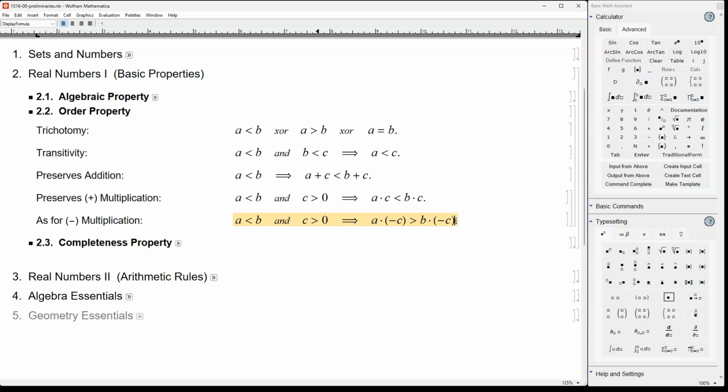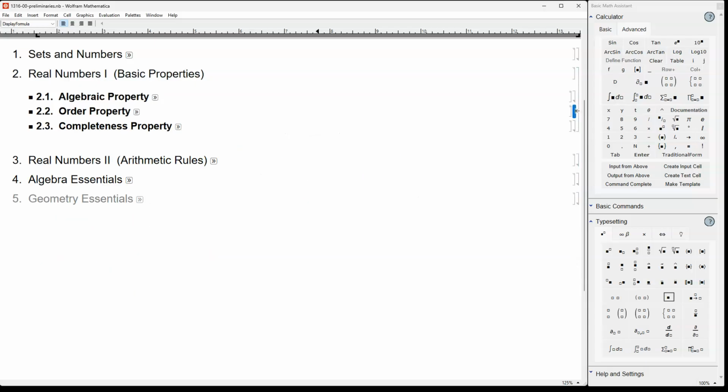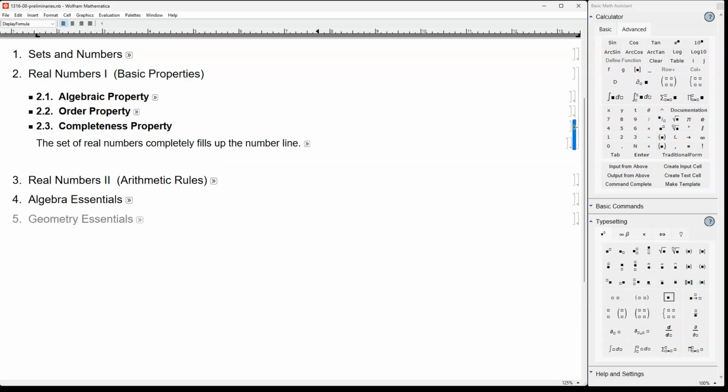The last one here is not one of the basic properties, however, because we can actually prove it from the other two. How to do that? Well, if you're interested, you can try on your own. It's not difficult, but I'm not going to waste class time on that. Final property, the completeness property.